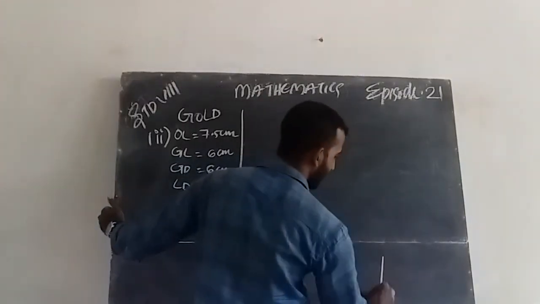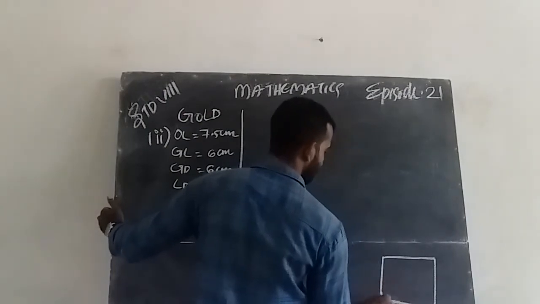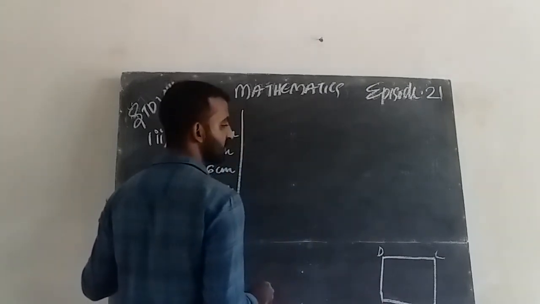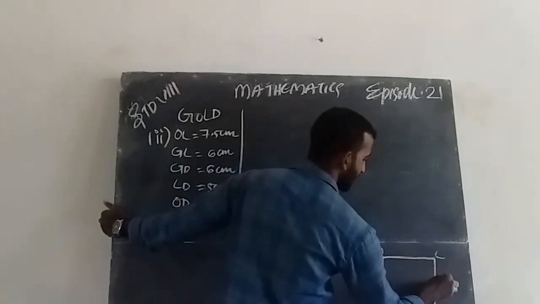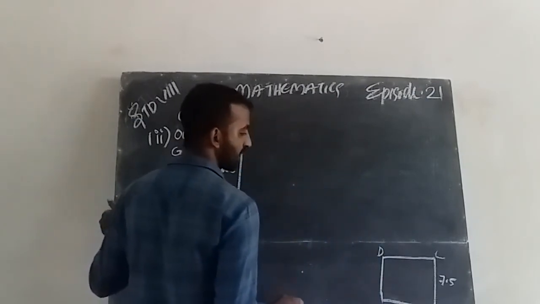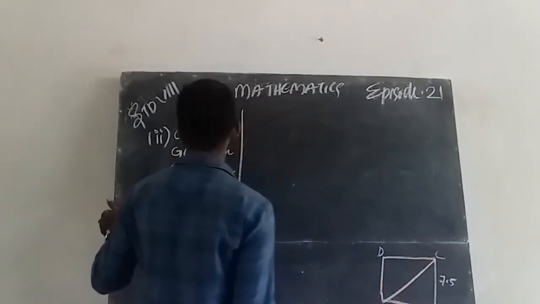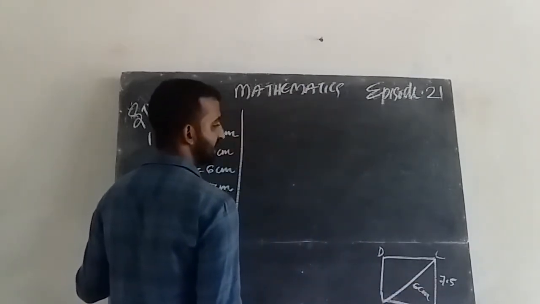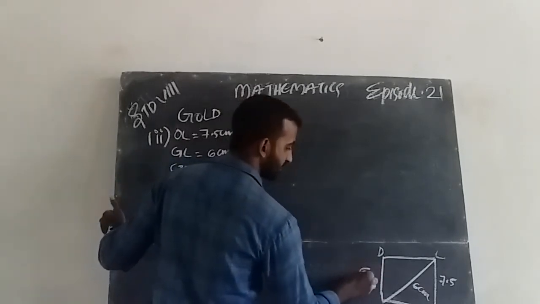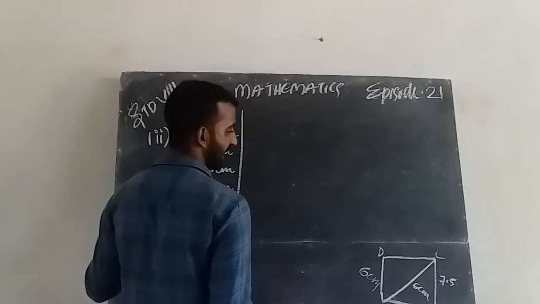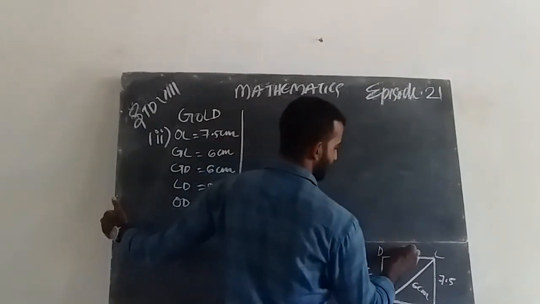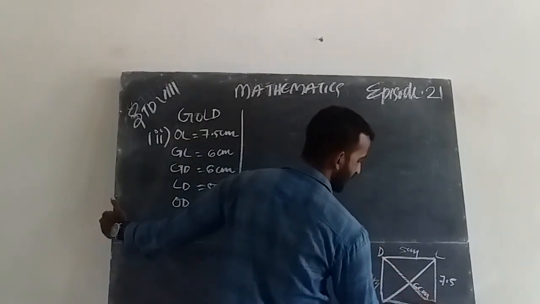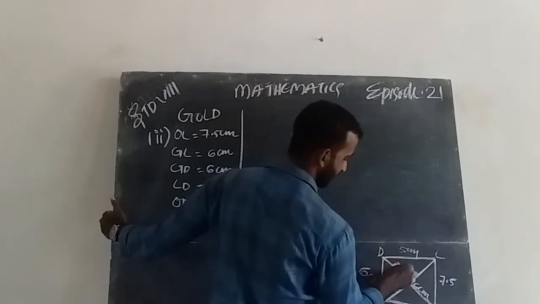First we draw the rough figure. G O L D. Is it? Yes. Here OL is what? 7.5. GL is what? GL is a diagonal, that is 6 centimeter. And next is GD. GD is 6 centimeter. And next is LD. LD is a side, 5 centimeter. And next is OD. OD means also the next diagonal, that is 10 centimeter.